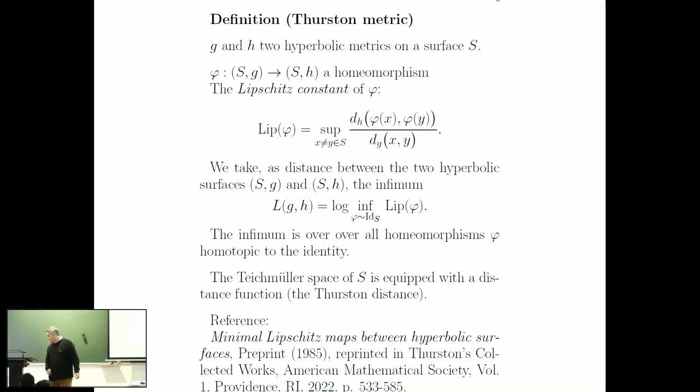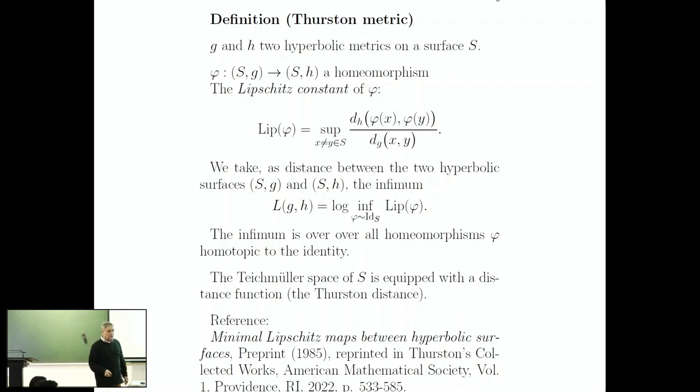So I talked about this paper of Thurston. It's this one here, 1985. It's called Minimal Lipschitz Maps Between Hyperbolic Surfaces. So now, from what I said, you understand more or less all these words here. It remained a preprint until recently, 2022, when it was printed in Thurston's collected works. But the preprint you can find on the internet. They published the preprint on the internet without any change.